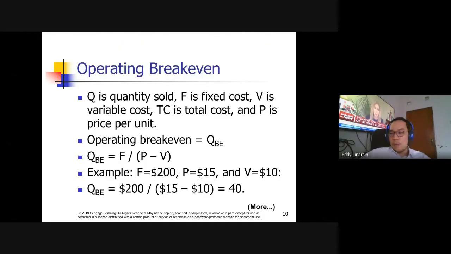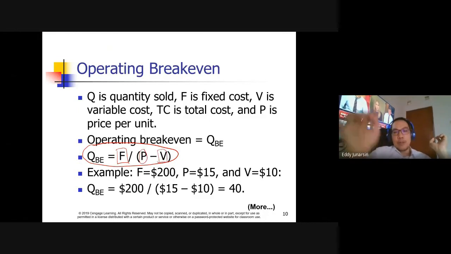maybe from your quantitative methods, you have studied this as well. This is a formula to determine the break-even point. Here's the break-even point. So the quantity at which you would break even is a function of the fixed cost: fixed cost divided by the price per unit minus variable cost per unit.